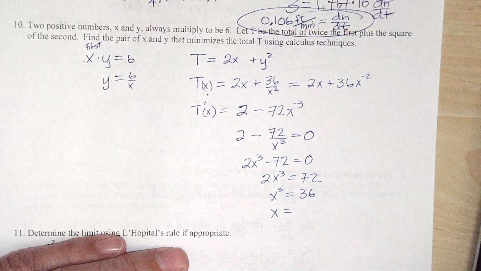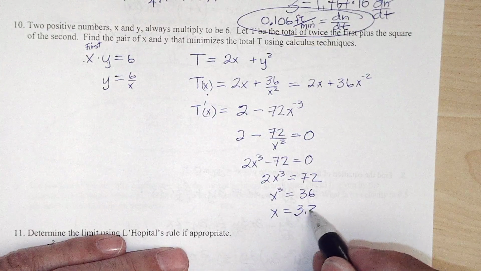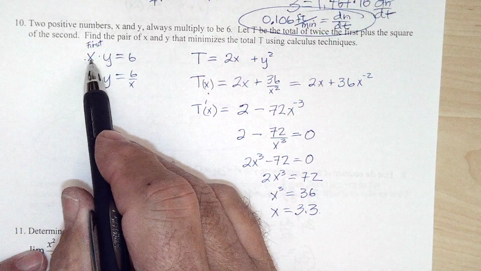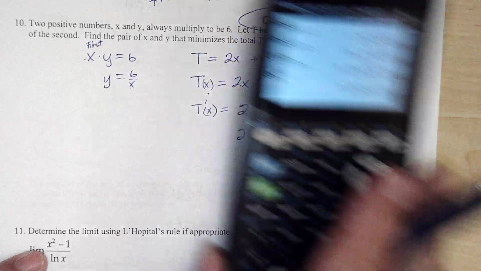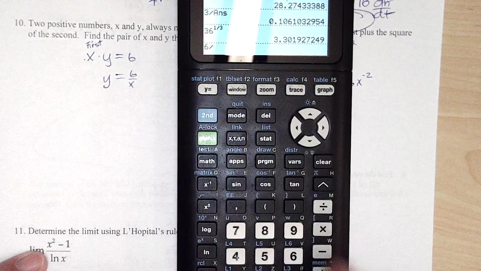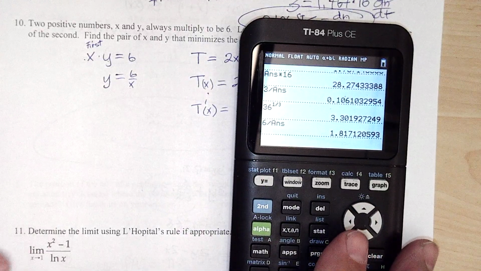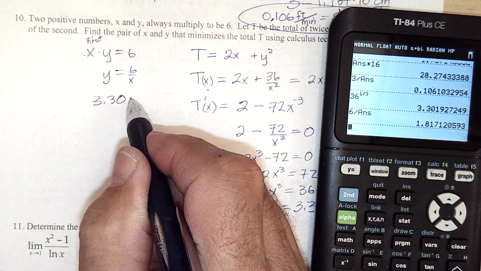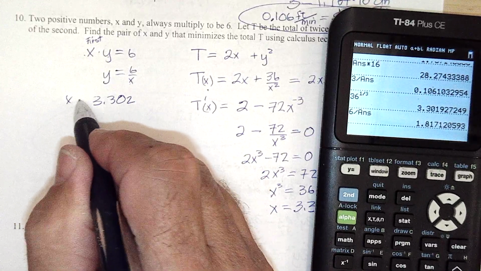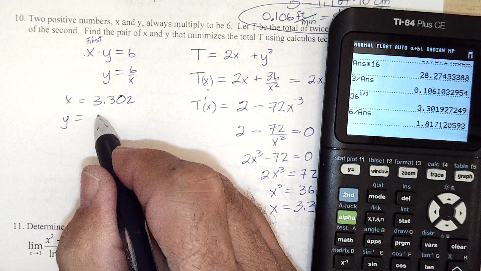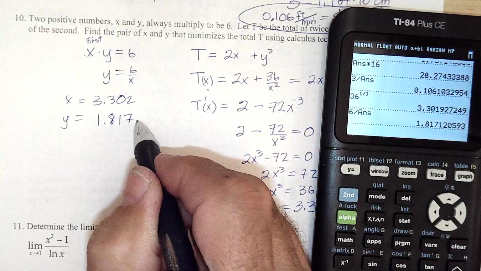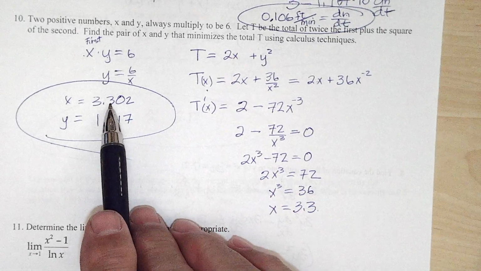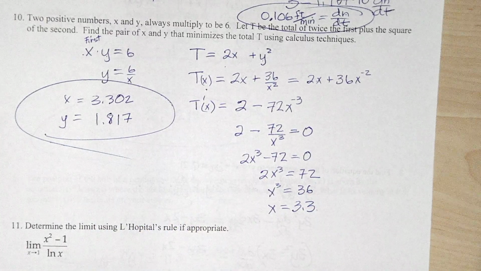And I get 3.3. That's going to be the x. And y is equal to 6 divided by x. So I'm going to take 6 divided by my answer. And I get 1.82. 3.302 rounded for x. And the second number is 1.817. There's the two numbers where the first one doubled plus the second one squared would be the smallest possible.